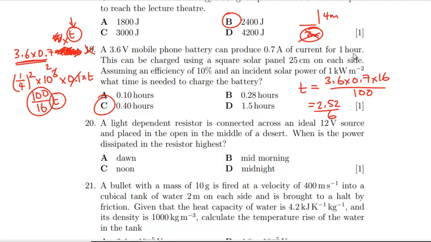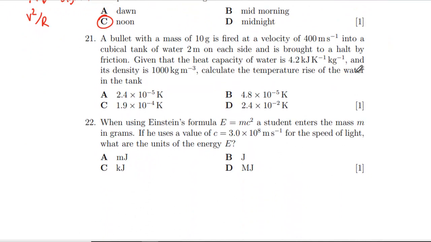So question 20. A light dependent resistor is connected across an ideal 12-volt source and placed in the open in the middle of a desert. When is the power dissipated in the resistor highest? Right, so resistance decreases as light increases. The power is V squared over R, so we want a low R, which means we want a high light. Well, noon is going to be more than midnight, dawn, or mid-morning. So yeah, I'm happy with that one.